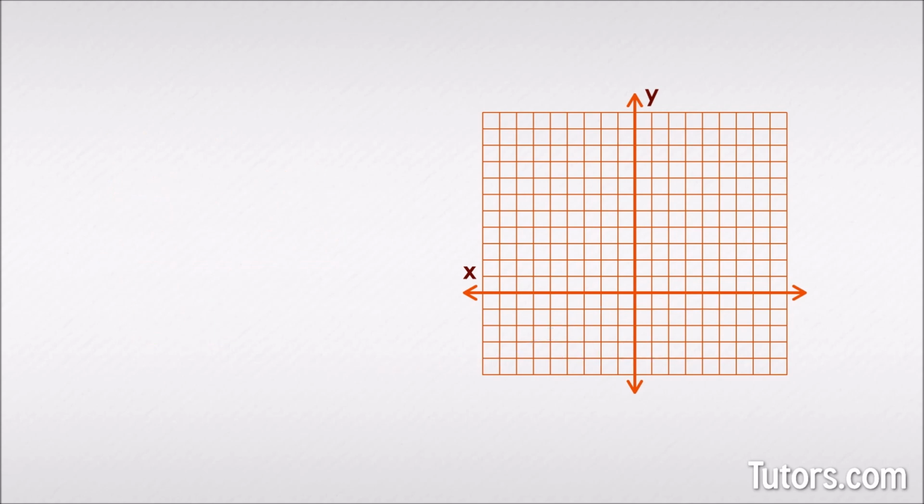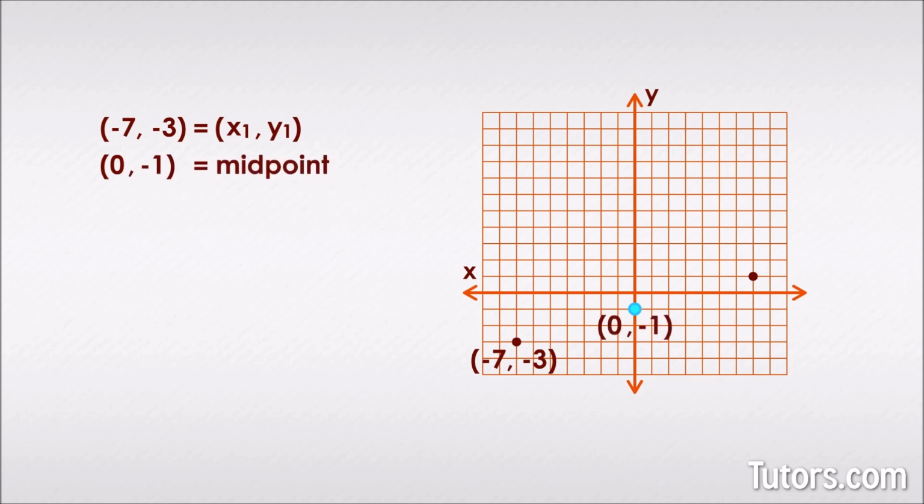Sometimes you won't have both endpoints. You'll only have one endpoint and the midpoint. Here you need to find the other endpoint. Remember that the midpoint is the average of only two sets of numbers. Use that to help you find the missing x and y values, the second endpoint, x2, y2. Let's say you are given -7, -3 as one endpoint. This is x1, y1. Then you are given 0, -1 as the midpoint. Now, you have to find the second endpoint, x2, y2.